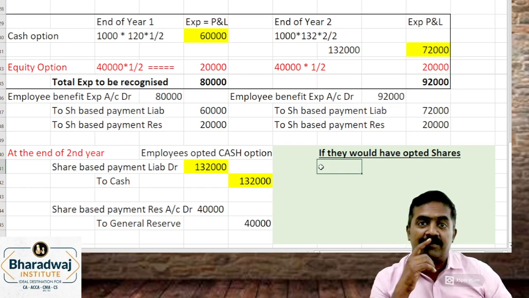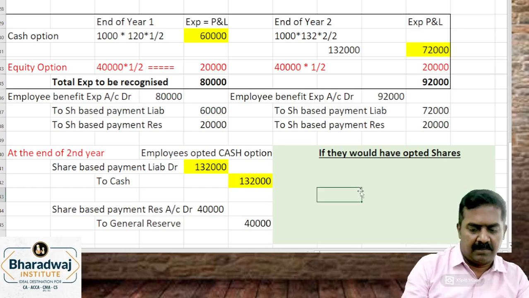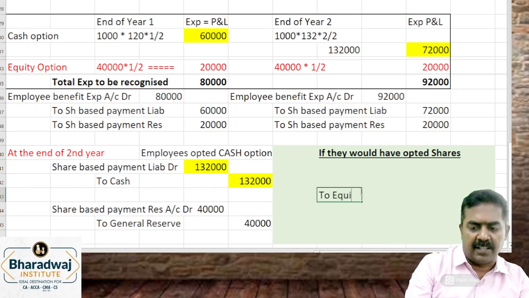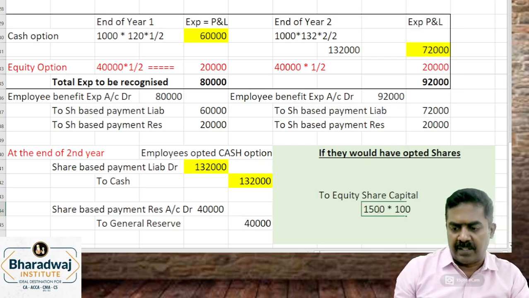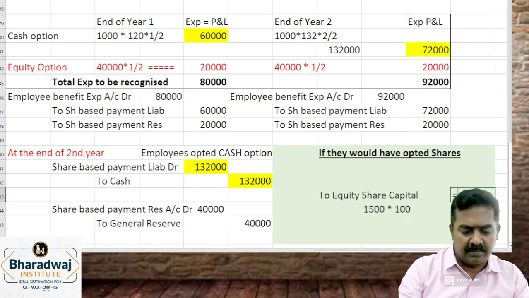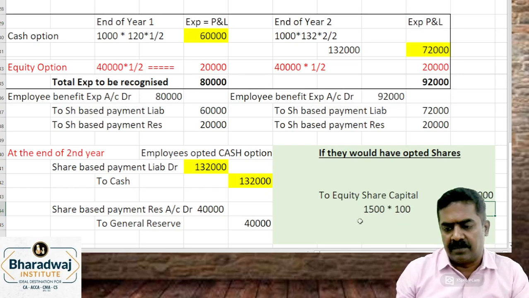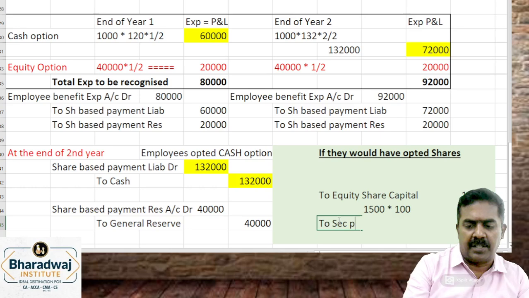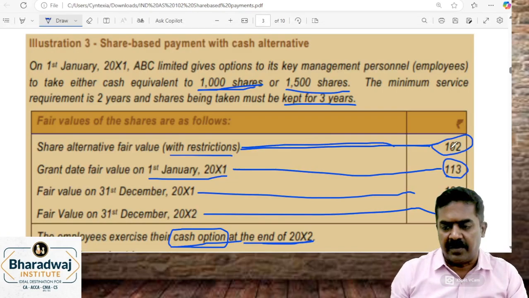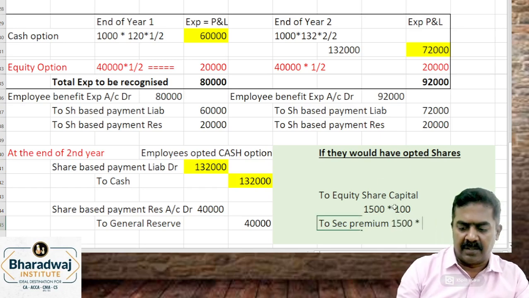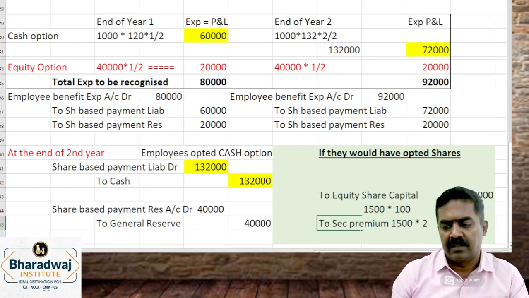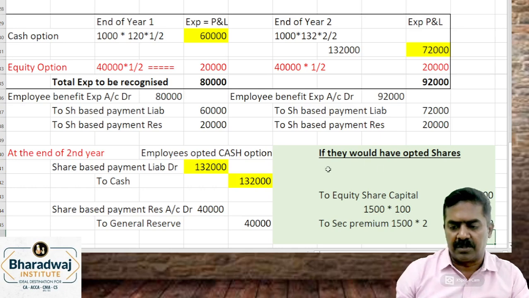How many equity shares do we need to give? 1500 shares into 100 rupees, how much will it come to? 1,50,000 to equity share capital. And the difference between 102 and 100, face value 100 and 102, the 1500 into 2, how much will it be? 3000. This you will debit to securities premium.